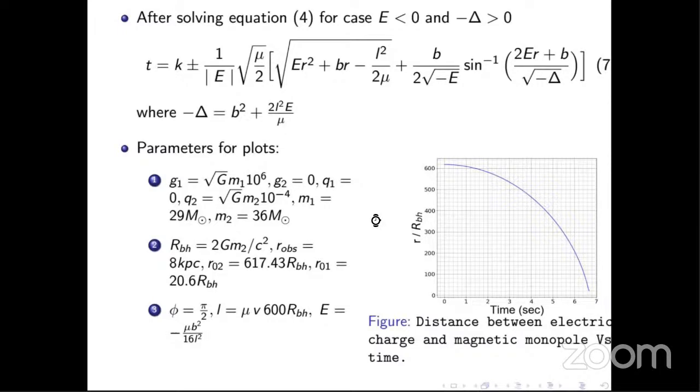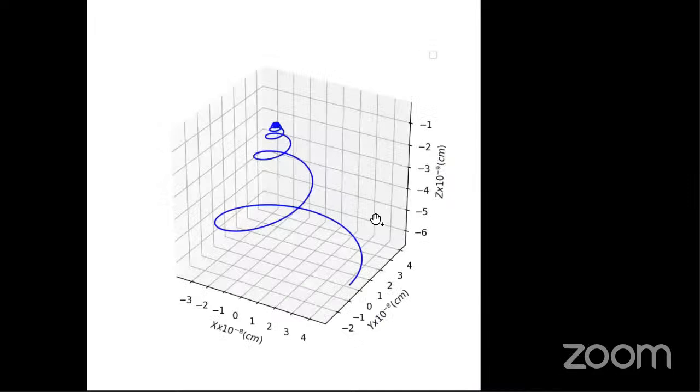Next slide, please. So this is a trajectory of the two black holes, one carrying magnetic charge, the other carrying electric charge. And you can see the usual conical spiral around a cone, that's the hallmark of magnetic monopole and charge interaction. Next slide, please.